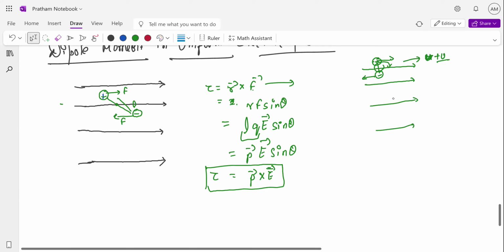Okay, let's take another case. Okay, let's say it is like this. What happens? Still now it will move like this. Okay, now tell me what will happen in this case.